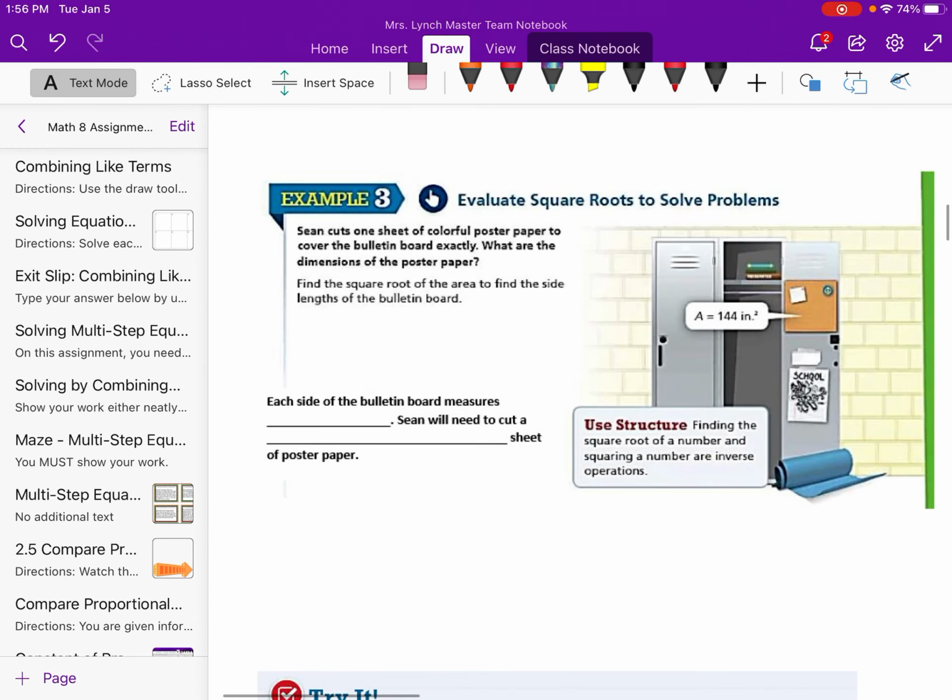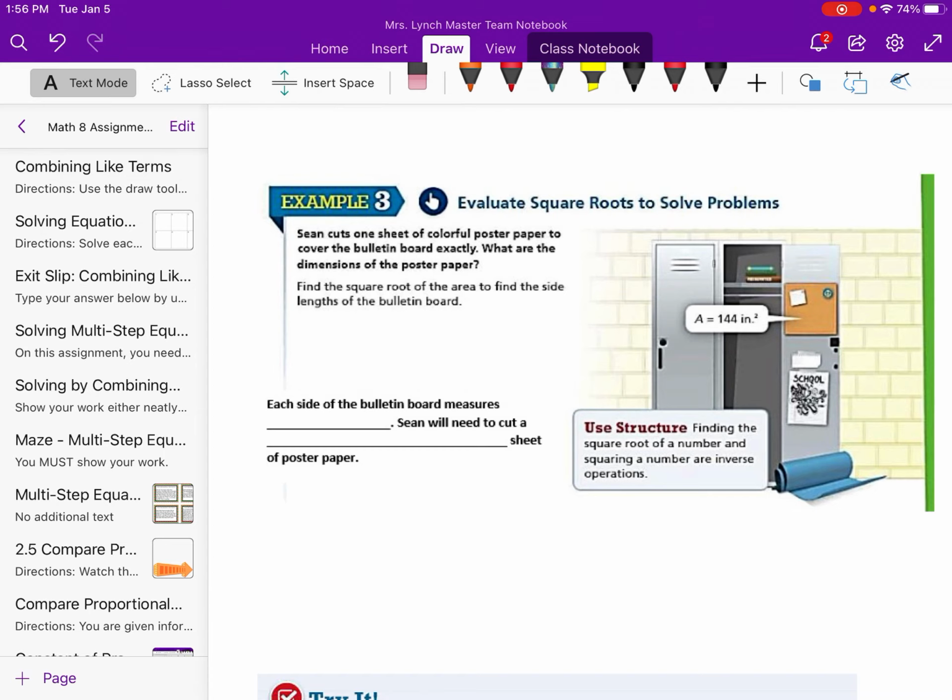Okay, and then lastly, this last part, evaluate square roots to solve problems. So now again, we're going to talk about square roots, a square, not a cube. It says Sean cuts one sheet of colorful poster paper to cover the bulletin board exactly. What are the dimensions of the poster paper? And we see it over in the locker picture. It told us the area is 144 inches squared. We're talking about a square, so that's important that we know that information.